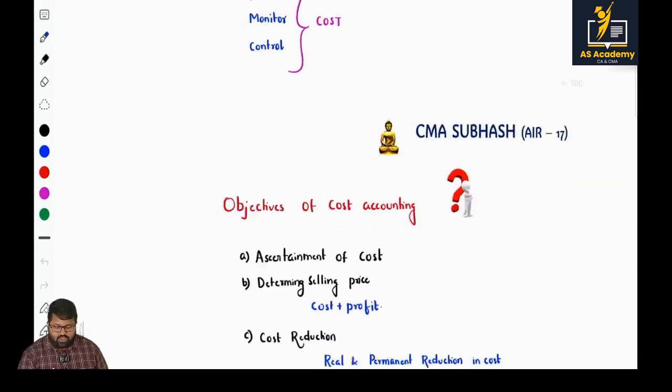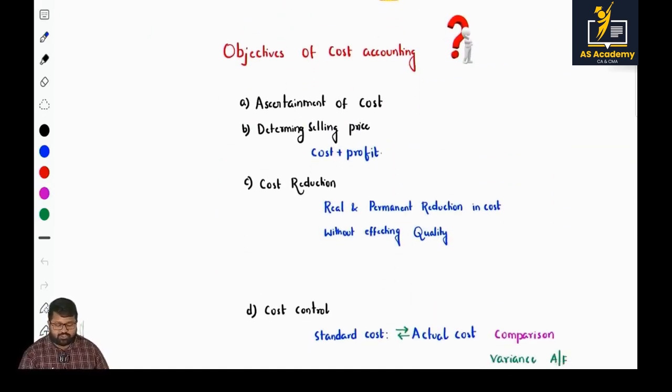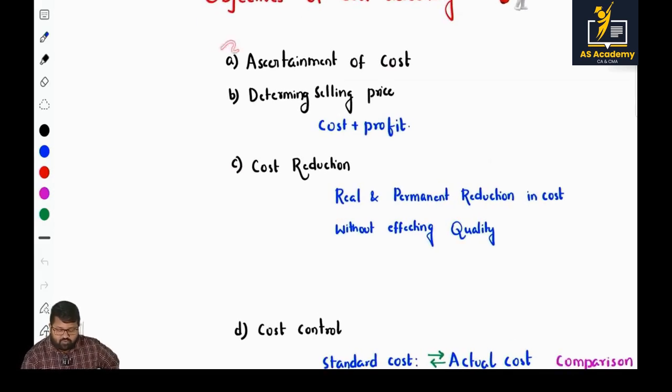Three aspects. Okay. And what about the objectives of cost? First objective, ascertainment of cost. So what is the cost and how are we calculating? What about the second one? Determining the selling price. That is cost plus profit. What about the third one? Cost reduction. So what about reduction? Temporary or permanent? Real and permanent reduction. Okay.